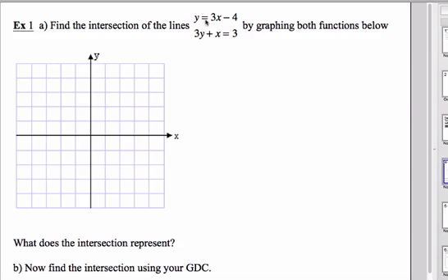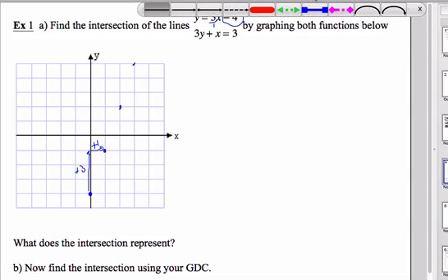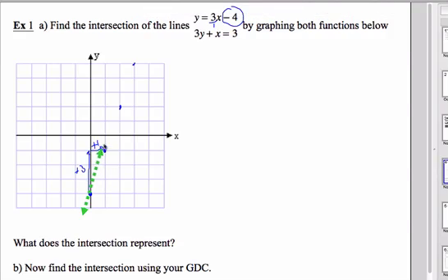In the first one, it's already in gradient-intercept form, so the slope is 3 out of 1, and the y-intercept is -4. So I start at -4, make a point, and then the rise over run is 3 over 1, so I can go up 3, right 1 to get another point, and do the same thing again, up 3, right 1, up 3, right 1, and I'm going to draw a line here now. So there's my first line.